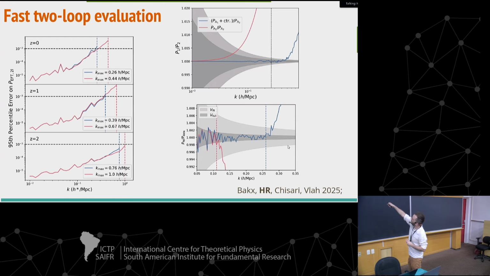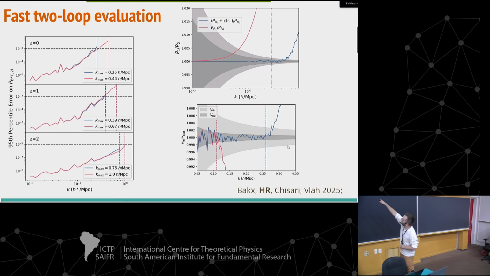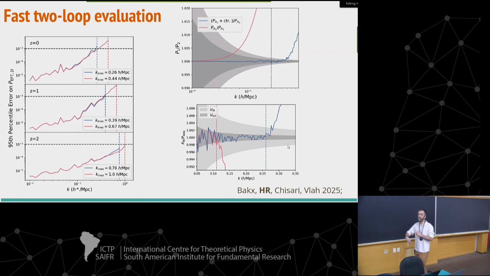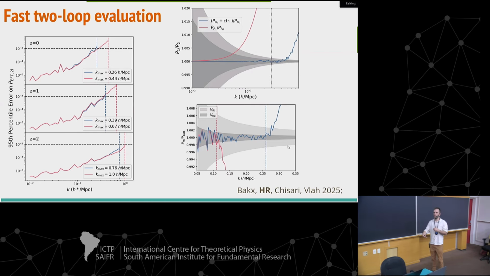What I'm showing here is the difference between the one loop and two loop. The one loop is the red line here, and the two loop is in blue. This is comparing to simulations at different k. And what we see is that the two loop is able to provide a good fit up to 0.26-ish, while the one loop contribution fails at around 0.11. So this allows us to gain more than a factor 2 in terms of the scales you're able to resolve, right?